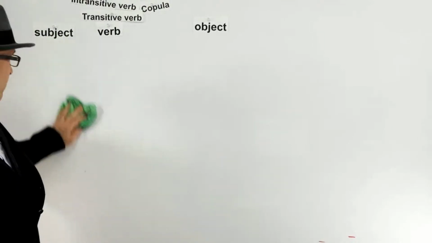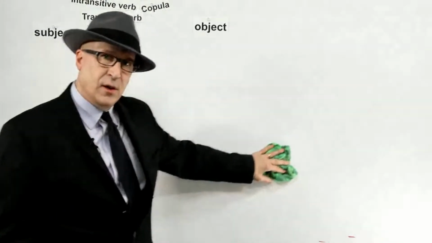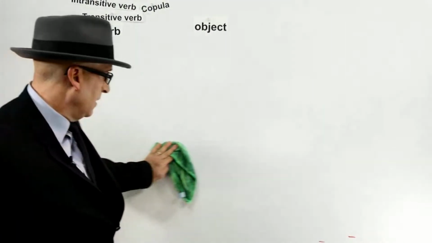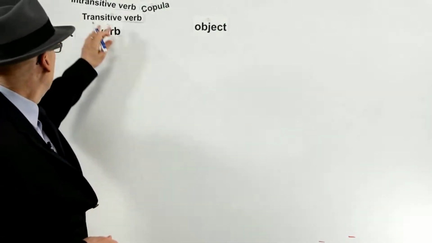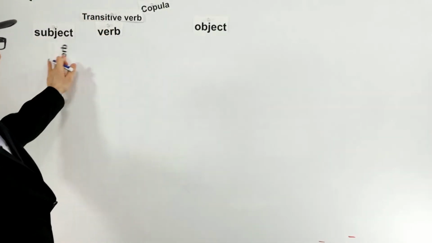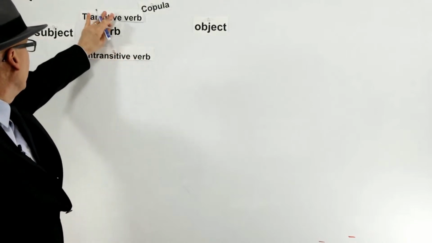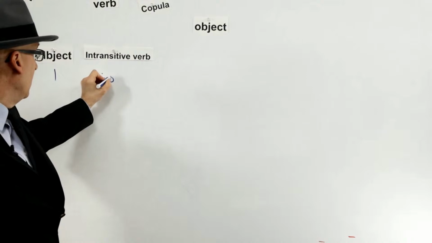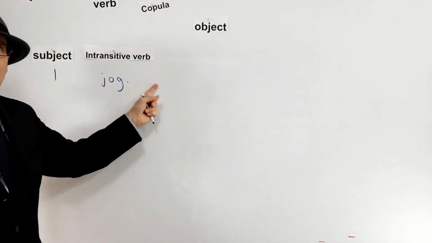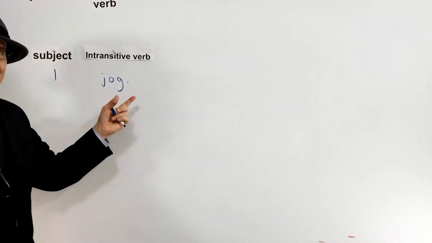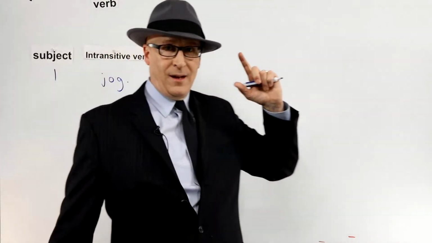Now, I want you to remember this intransitive verb, I jog. If we use an intransitive verb with a subject, I jog, we need nothing after it. We don't need an object. We don't need an adverb.